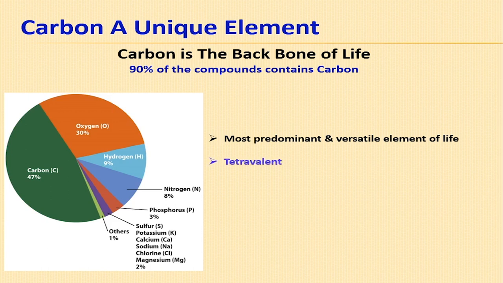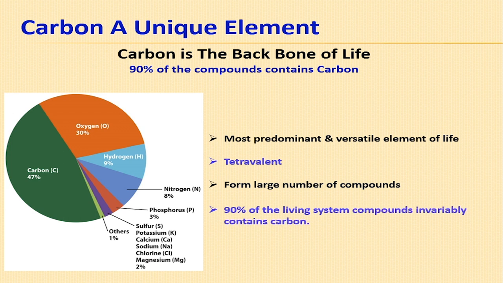What are the key importances? Carbon is the most predominant and versatile element of life. Carbon is tetravalent; that is, it can bind with four different elements at a time. Carbon also forms a large number of compounds, including carbohydrates and proteins. Carbon is present in nucleic acids and in sugars. Many compounds in the human body are composed of carbon. 90% of living system compounds invariably contain carbon. So that's why carbon is a unique element, and it's present almost 50% in the human body.